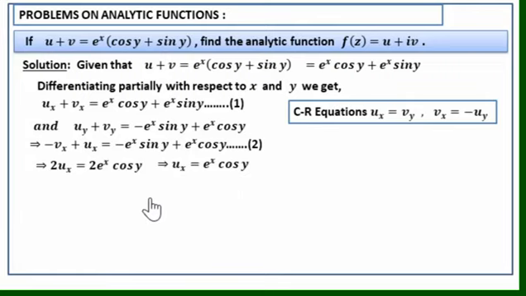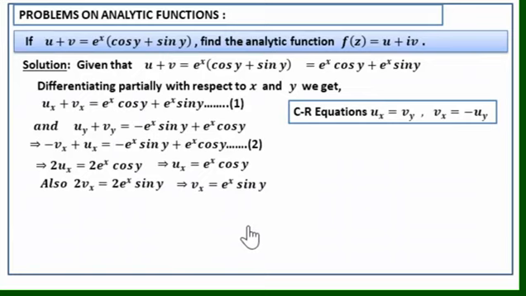Next, we can solve for vx from 1 and 2. So we have to eliminate ux now. Subtract 2 from 1. So ux minus ux is 0. vx minus minus vx is 2vx, and here e power x cos y minus e power x cos y is 0, and e power x sin y minus minus e power x sin y gives 2 e power x sin y. That is, we have 2vx equal to 2 e power x sin y, or vx is e power x sin y.